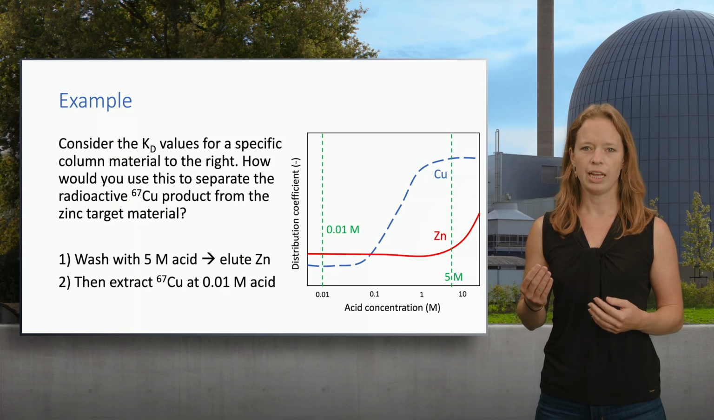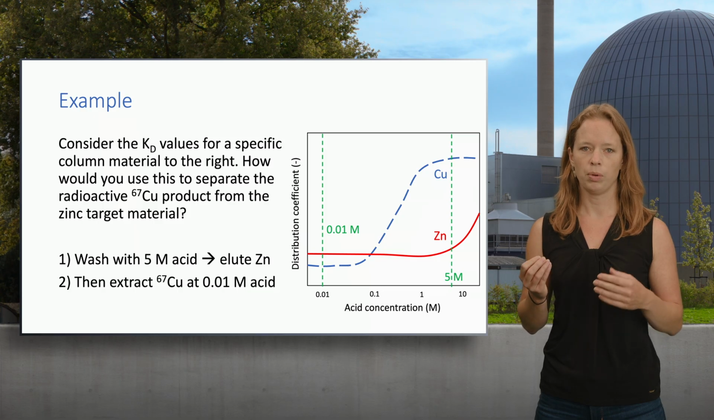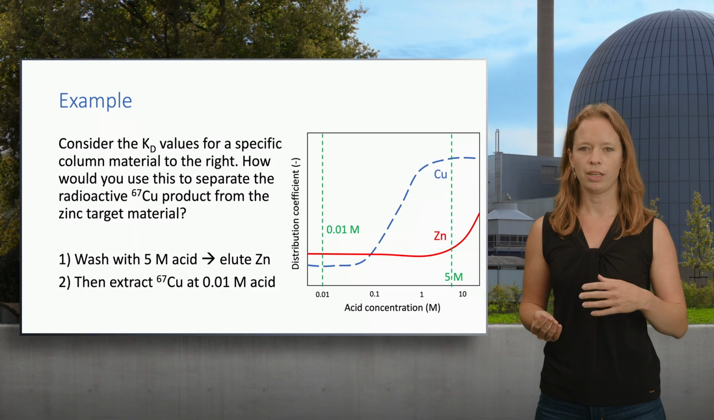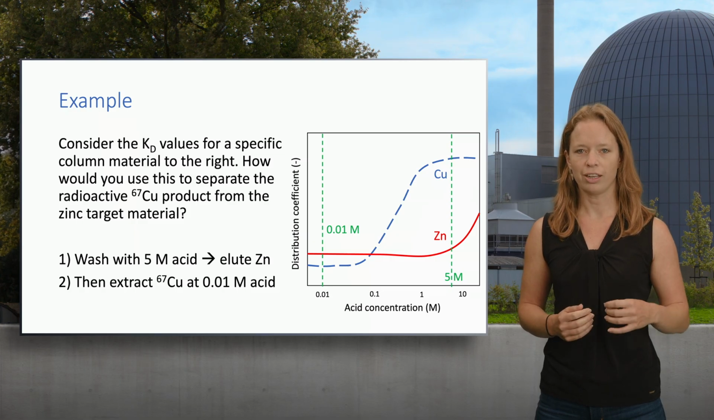You see in the figure that at higher acid concentrations, copper has a much higher Kd than zinc. This means that at these concentrations, copper will sorb to the column, while the zinc will simply flush through. By first washing your column with, for instance, 5 molar acid, you make sure only copper remains on the column. And then you can decrease the concentration of your acid to, for example, 0.01 molar, where also copper has a low distribution coefficient, to then extract your copper.